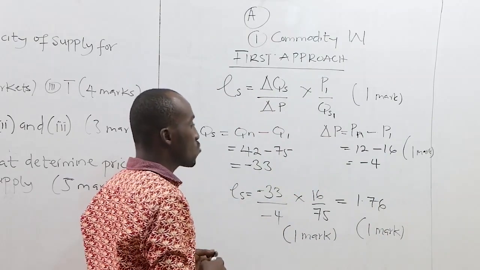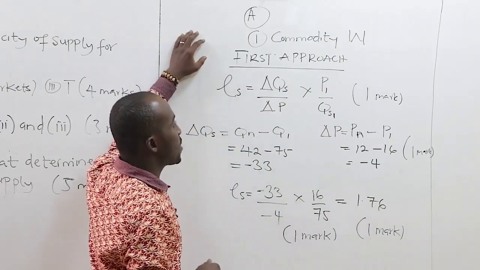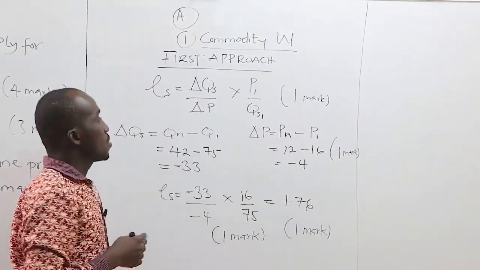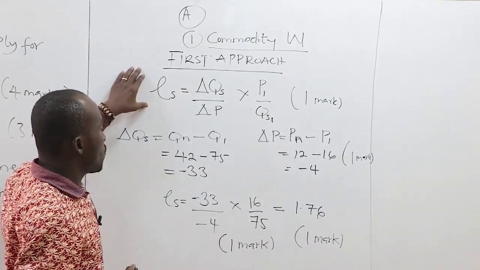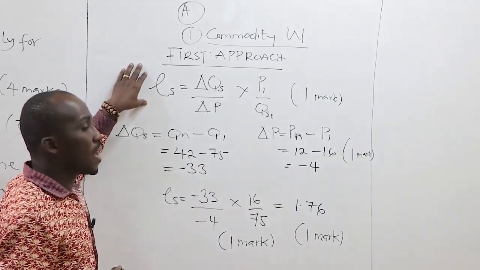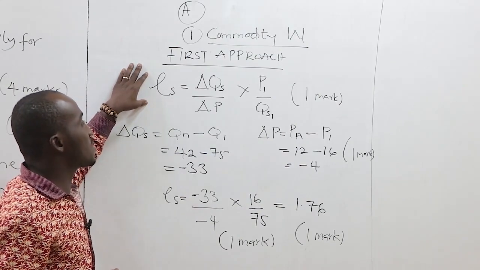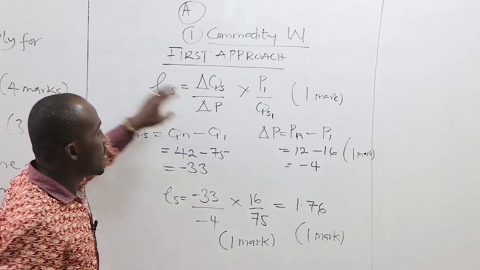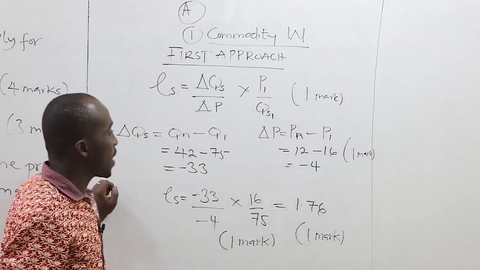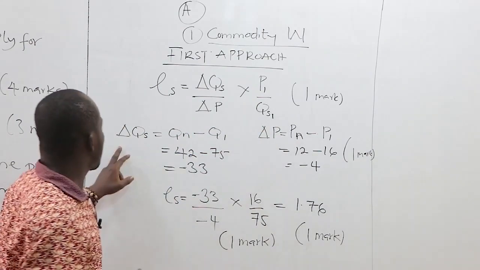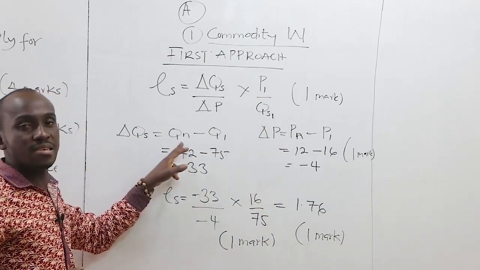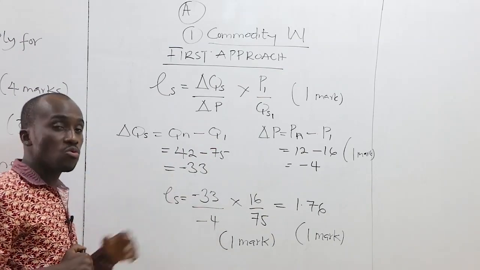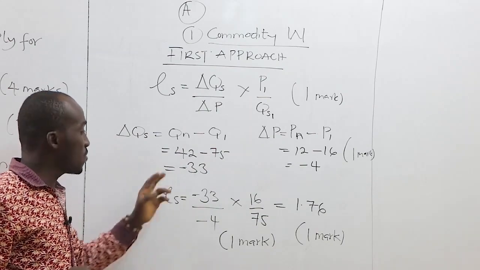Right? So let's go over it again. We are using the first approach to calculate for commodity W. You're going to use two approaches. This is the first approach. We want to find price elasticity of supply, and the formula is change in quantity supply over change in price times the initial price over the initial quantity supply. That will give you 1 mark. What is the change in quantity supply? It is the new quantity minus the initial. What is the new quantity? From the question, the new quantity is 42. The old one is 75. So that gives you negative 33.